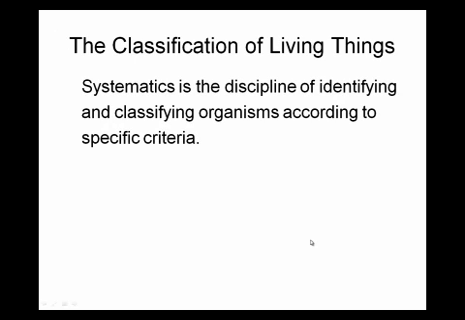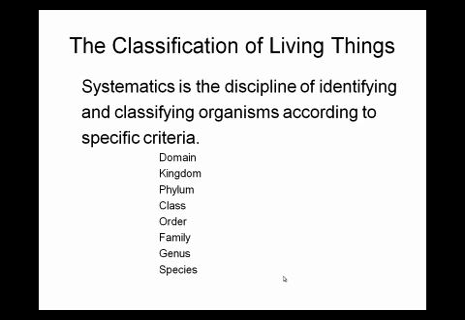In Lesson 1.1, we discussed several characteristics of living organisms. In this lesson, we will discuss systematics. Systematics is the discipline of identifying and classifying organisms according to specific criteria. Organisms are placed into a series of specific categories, including domain, kingdom, phylum, class, order, family, genus, and species.